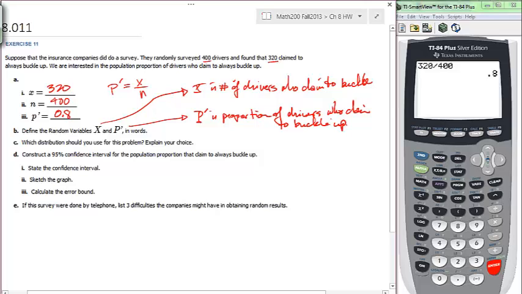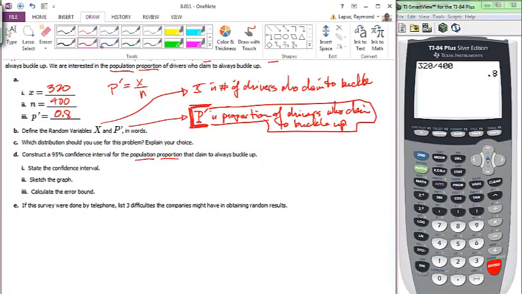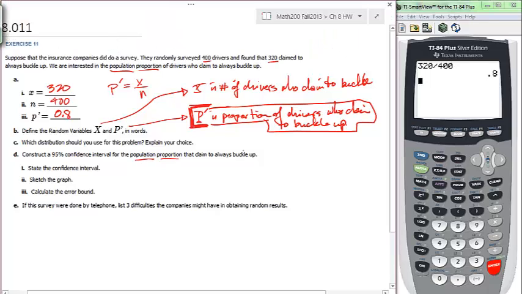They asked us which distribution should we use for this problem. Well, since we're going to make a confidence interval for the population proportion, it seems to make a lot more sense to use our P distribution. So we should be using that. And I think one of the things that they asked for maybe in the homework set is to describe this distribution. So let's take a moment to talk about these distributions here.